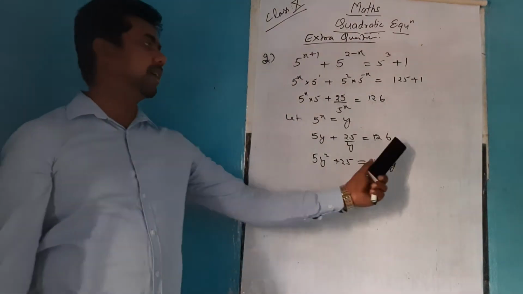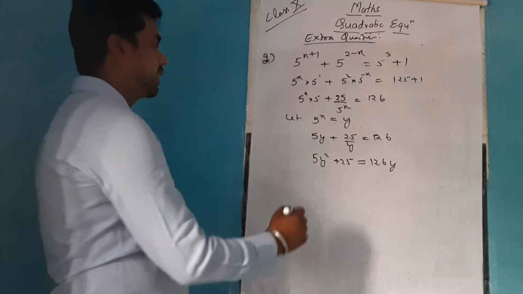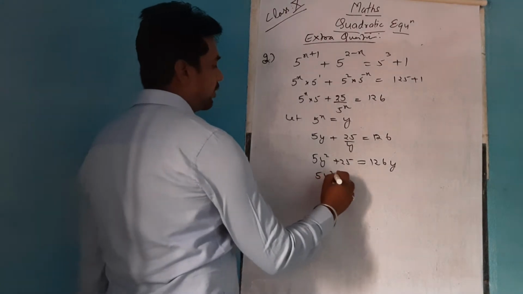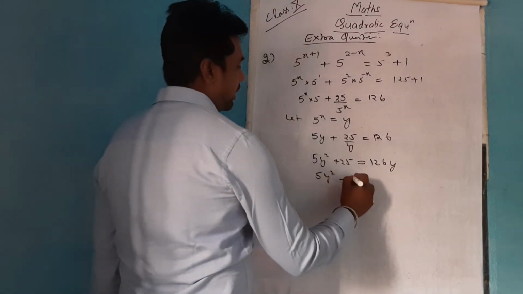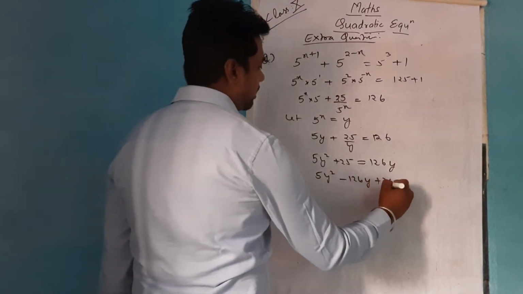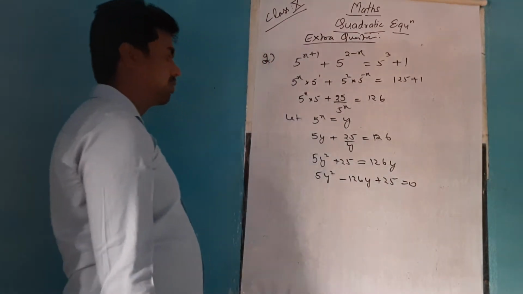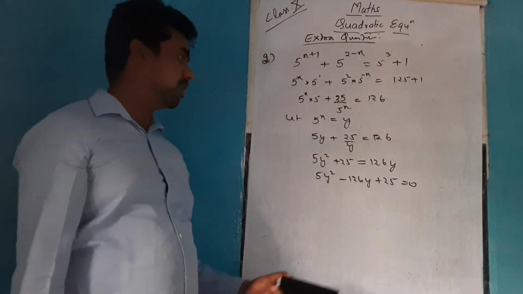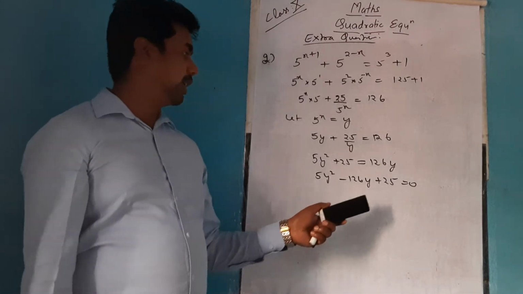After taking the LCM, I have sent the y towards the right side. So that becomes 5y² - 126y + 25 = 0. So this will be the required quadratic equation. Now we'll solve and get the value of y.